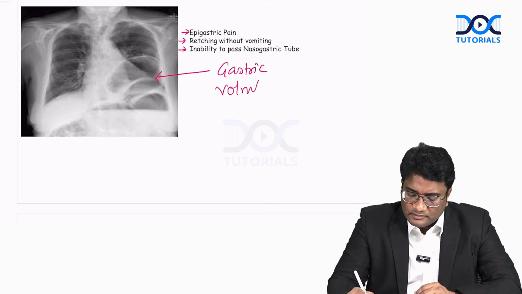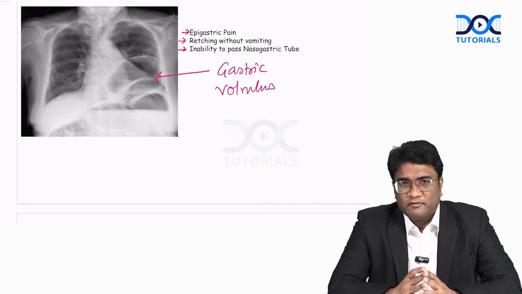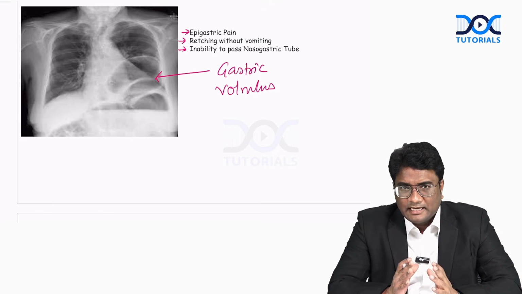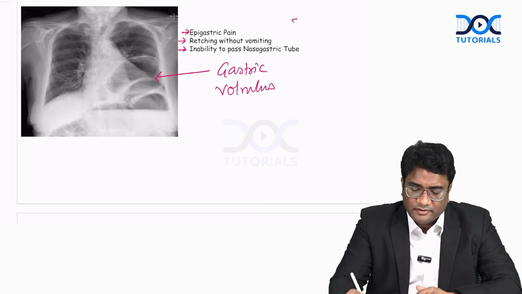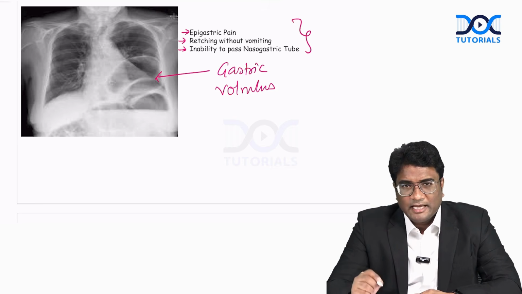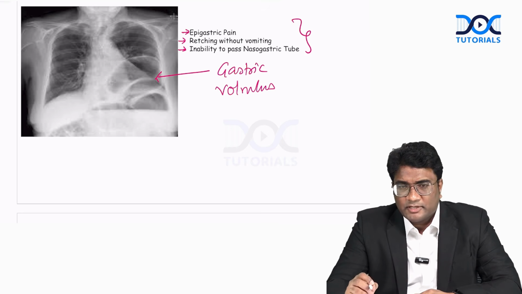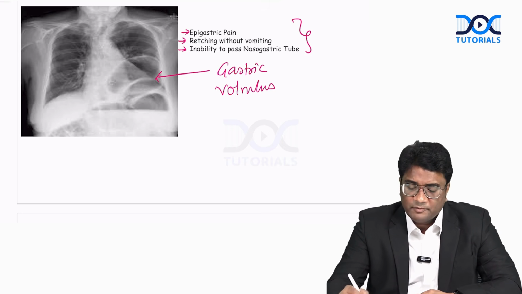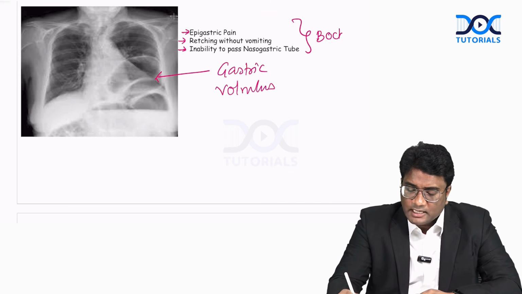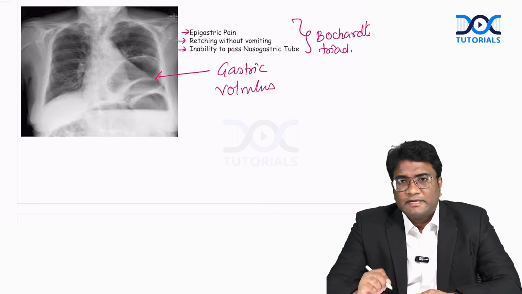Gastric volvulus. So don't write it as sigmoid volvulus. If you are seeing the coffee bean-like appearance in the epigastric region with this classic triad, what do you call this triad? Epigastric pain, inability to pass the nasogastric tube, and retching without vomiting. This is called Borchardt's triad. Borchardt's triad. This is suggestive of gastric volvulus.